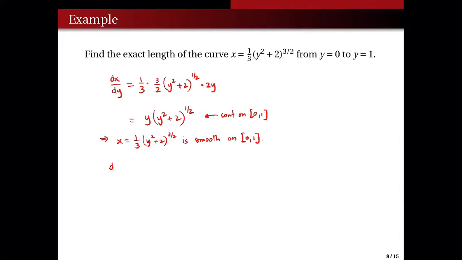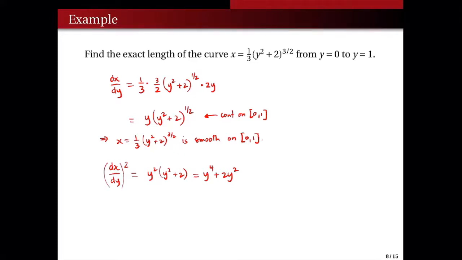Then dx over dy quantity squared. If you square this, you will just have y squared times (y squared plus 2), or y to the 4th plus 2y squared. So again, we just squared this guy here. So y squared, that's your y squared here. This guy here, (y squared plus 2) raised to 1 half, if you square it, the 1 half will be cancelled.